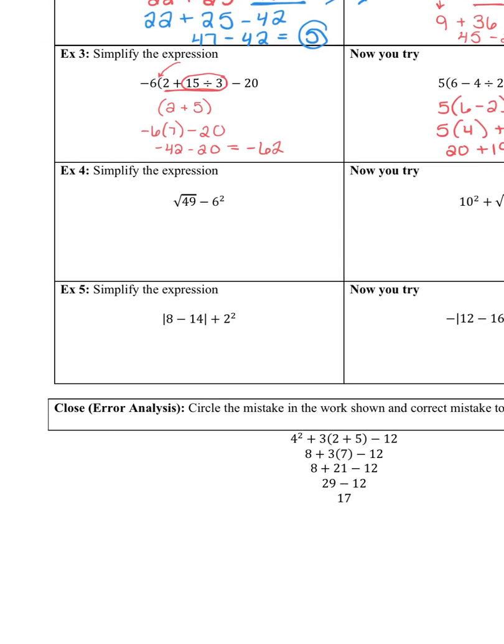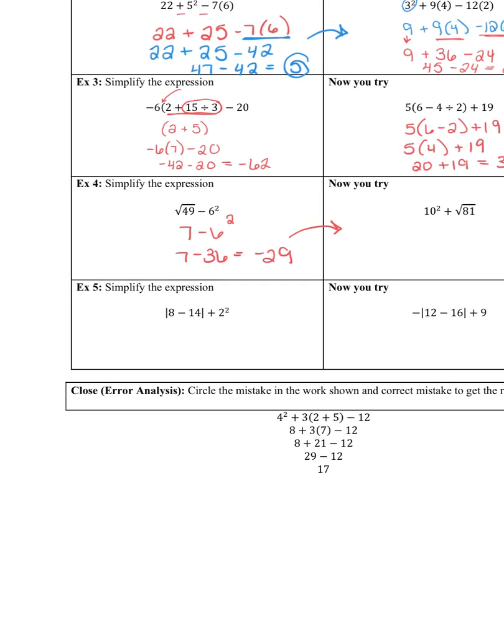So now we're going to tack on some square roots. Square roots act as a grouping symbol. We want to do those first, and then we're going to do the exponent. So the square root of 49 is 7, minus 6 squared, and 6 squared is 36. This is going to give me -29. So go ahead and try the next one on your own.